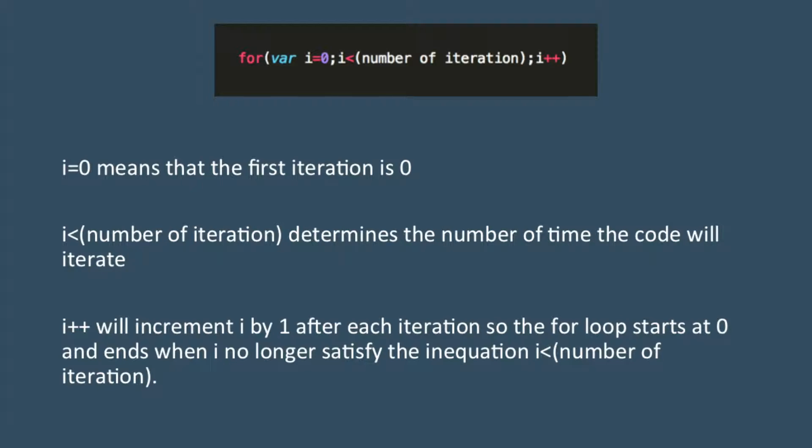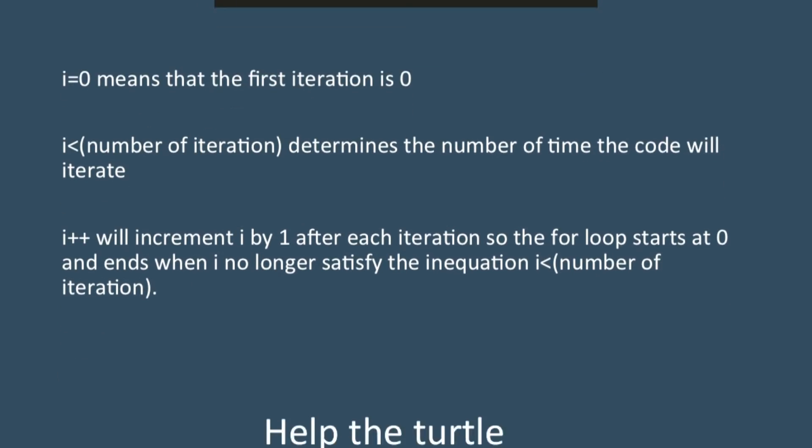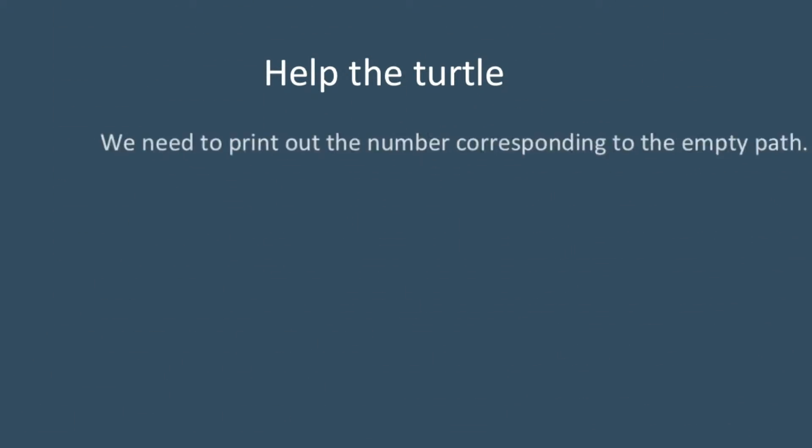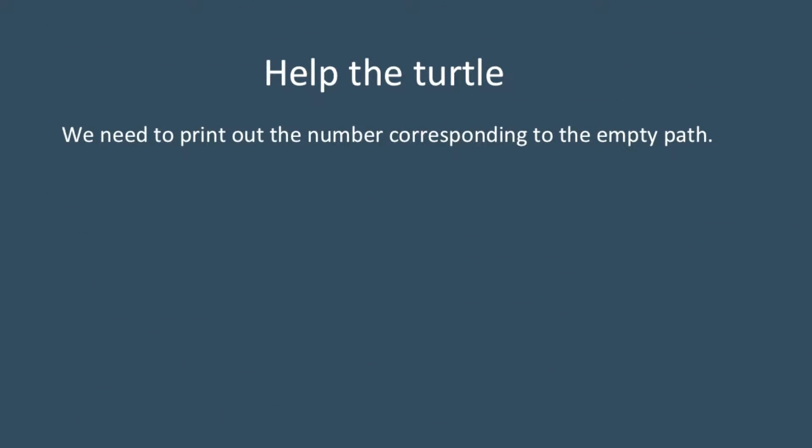Now we have all the knowledge necessary to resolve the problem. We know about arrays, the length function, and for loops. We want to help the turtle choose the right path. In order to do that, we need to print out the number corresponding to the empty path.